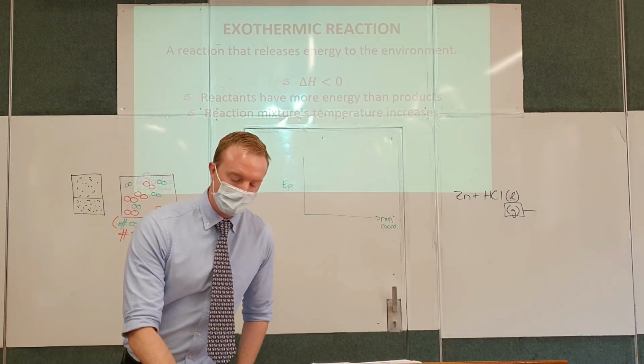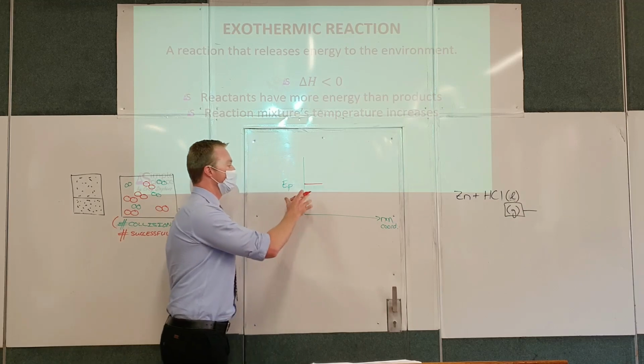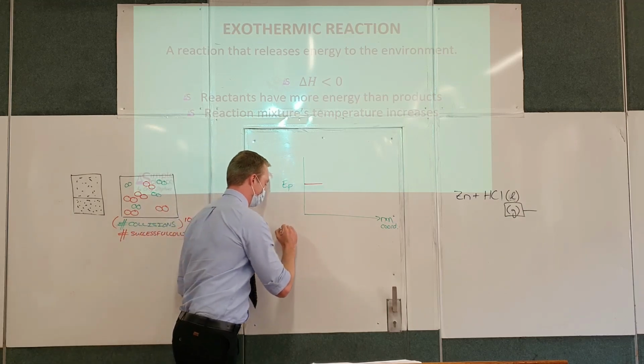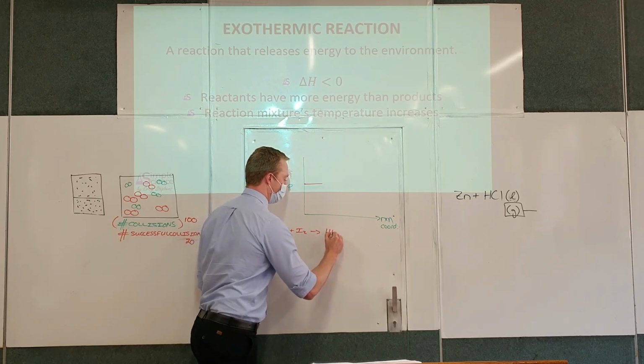So we know that bonds form in order to achieve stability. So when we're using our example, let's go back to the original example, hydrogen and iodine to form hydrogen iodide.